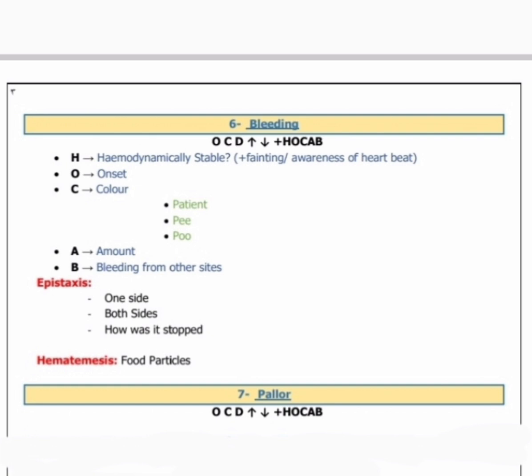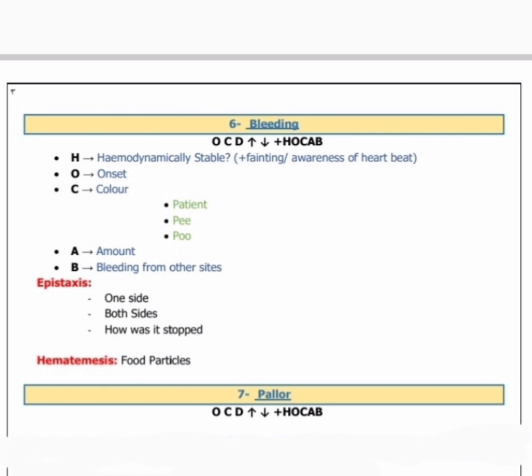So what is HOCAP? H is for hemodynamically stable or not, like fainting or awareness of the heartbeat. So we ask whether after the bleeding he was normal, or had any awareness of the heartbeat, or fainted. Then O for onset: when it first started and how long he has been suffering this condition. Then C for color of the bleeding, which is very important: is it fresh bleeding or old bleeding.